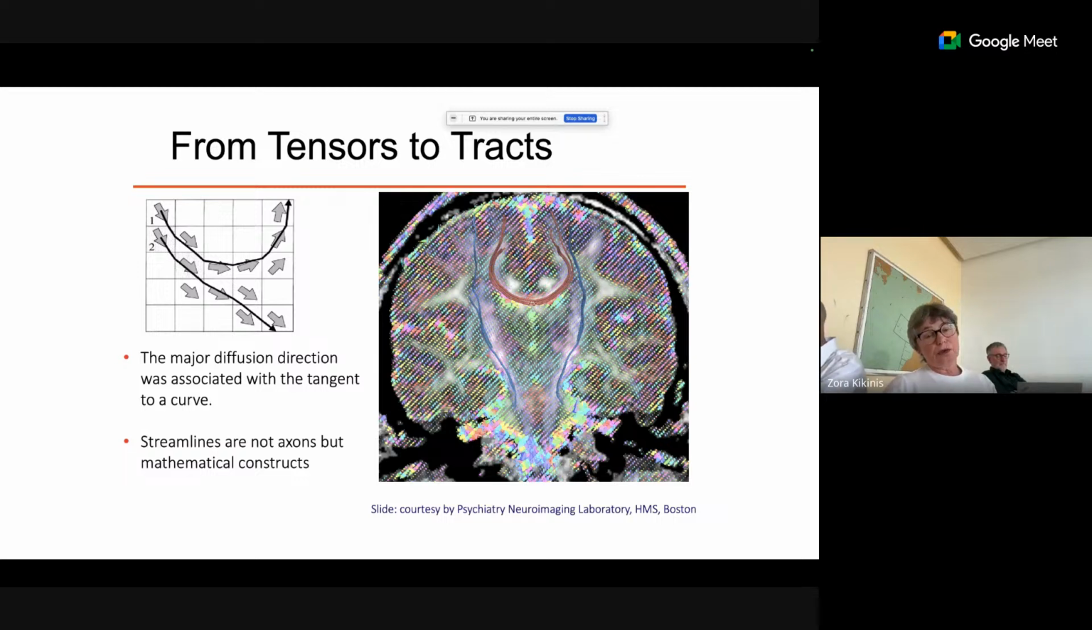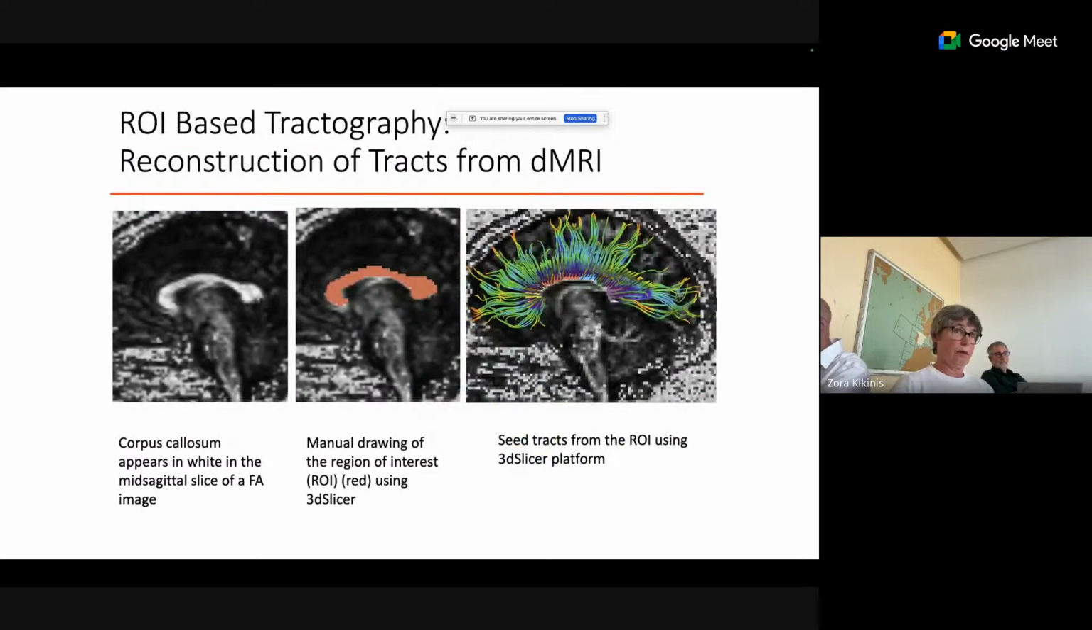So one needs to remember that this is just diffusion. Streamlines are not axons, but mathematical constructs. And you cannot repeat it often enough with people that do not have a background in all that what you guys are doing.